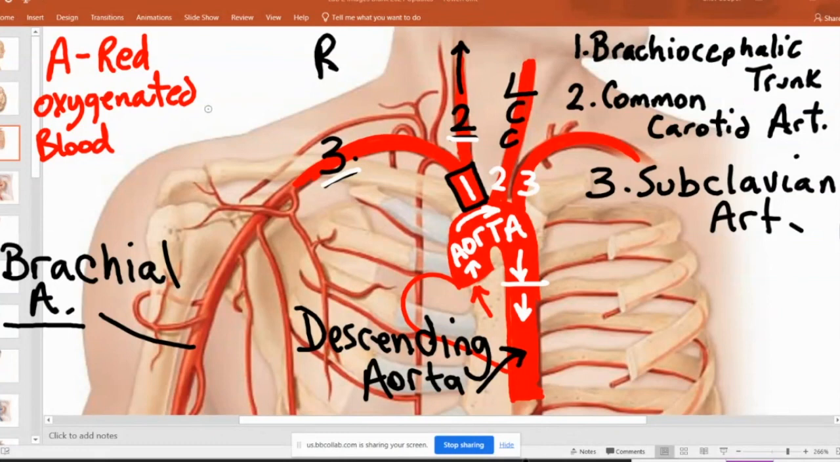So go ahead and get your picture here. I'm gonna zoom away so we see a lot more, and I'm gonna mark it up again, but I wanted to really zoom up close and help you understand the blood vessels right there at the aorta.